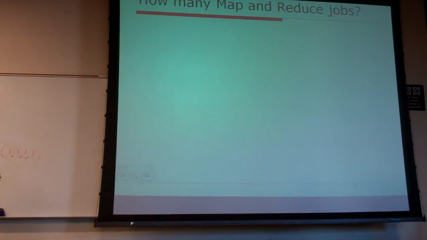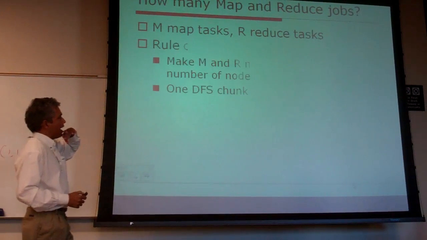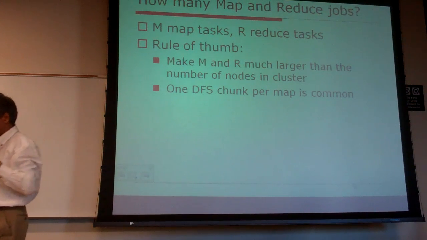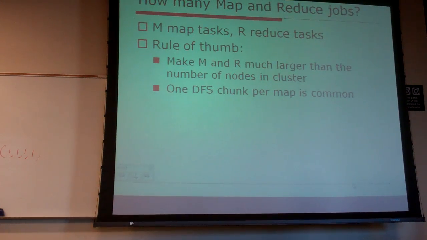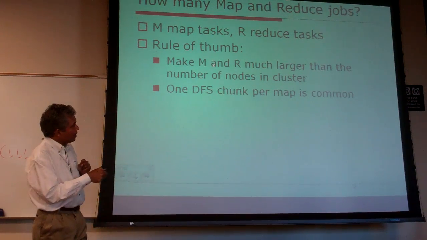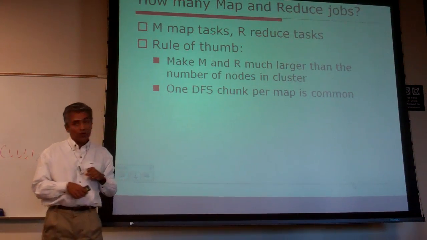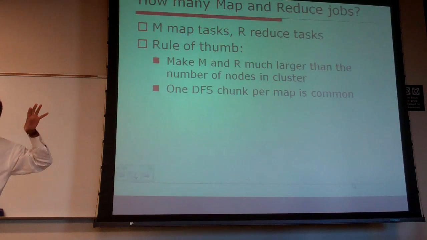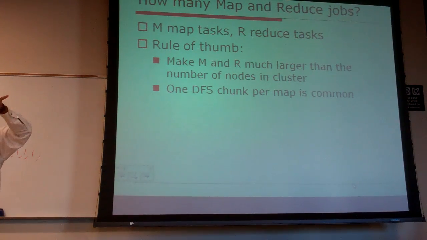And then in terms of map and reduce jobs, the idea is that if there are M map tasks and R reduce tasks, then M and R are much larger than the number of nodes in the cluster. Basically, multiple map tasks might be given to the same CPU.